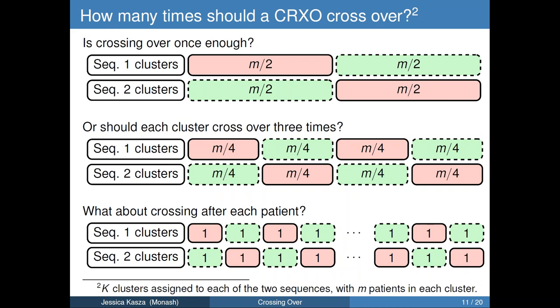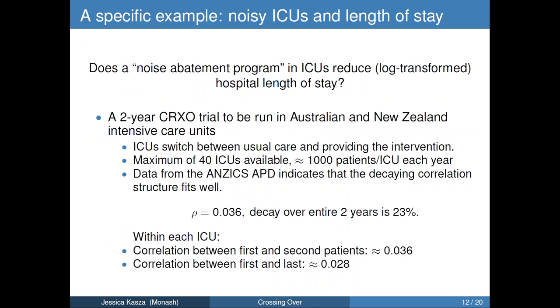Well, even though crossing after each patient is the design that comes up as being the most efficient, let's consider a particular example and see just how much efficiency we gain when we cross over more and more times. So let's consider a specific example. Here we've got some noisy intensive care units, and we're considering the length of stay of patients within hospitals after they've been in the ICU. And we're asking the question, does a noise abatement program in intensive care units reduce the log transformed hospital length of stay? So we're considering a 2-year cluster crossover trial, which is going to be run in Australian and New Zealand intensive care units.